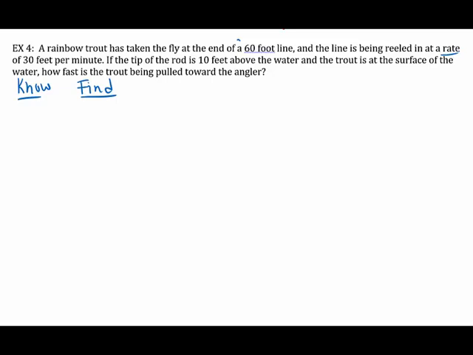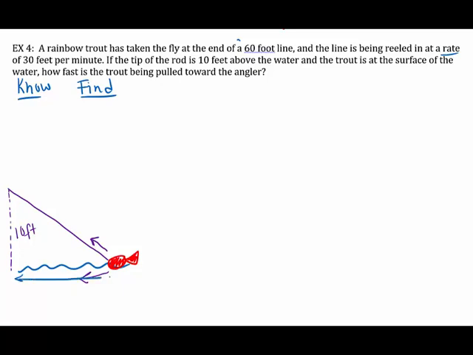Okay, so before I can list my known and my find, I need to draw a picture and assign some variables. All right, so we've got our water, and our fish is attached to the end of some line. And what's happening is the person is reeling in this line. So the length of this line is changing. And as this line gets reeled in, the fish gets dragged along the surface of the water. The only thing that's staying constant here is the tip of the rod is always 10 feet above the surface of the water. But the distance that the fish is along the water is changing.